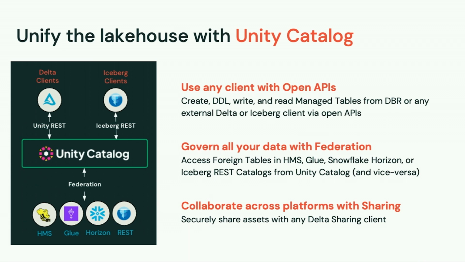Also, if you want to collaborate, you can use Delta Sharing in a secure manner to share your data with other clients that can read that share. And finally, Unity Catalog is part of the Databricks Data Intelligence Platform, so you get all the built-in intelligence and harness the power of AI/ML in UC.